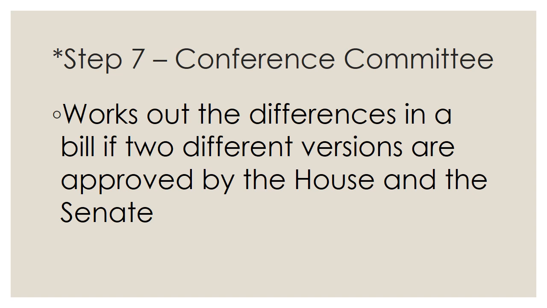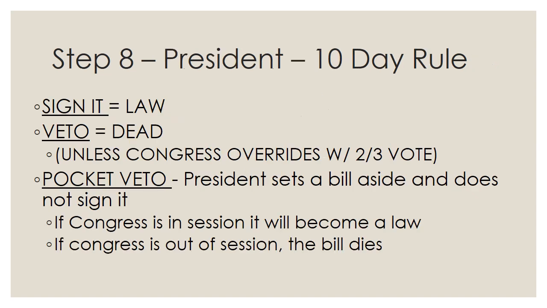And so a conference committee is going to basically work out the differences between the 2 versions of a bill. It's a joint committee, so it's members of the House and members of the Senate who come together. And then those 2 different versions are combined into one. And then it is going to be sent back to both the House and the Senate for reapproval.